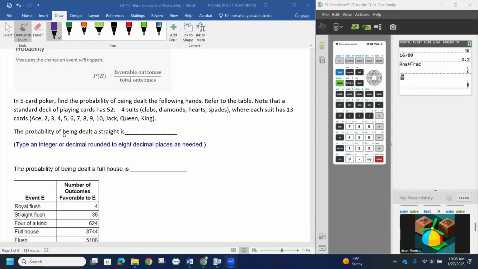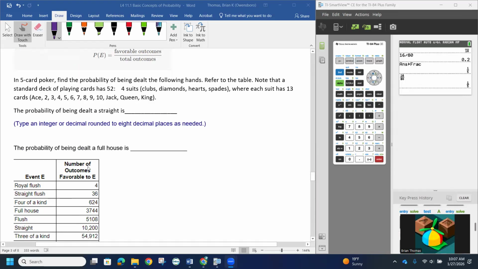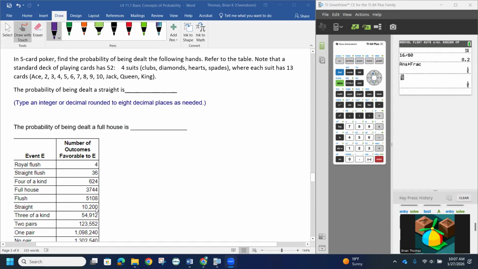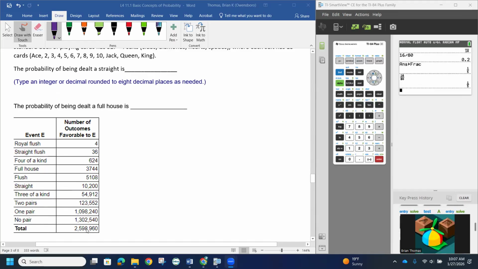So what's the probability of being dealt a straight? So they give us a table, the number of outcomes favorable. So a straight would be down here at 10,200. That would be the favorable. So they actually give us the math here already. So there's 10,200 favorable outcomes for that. That's a lot. Notice how there's 2,598,960 total outcomes. And they also say round to 8 decimal places. So this definitely sounds like a calculator problem.